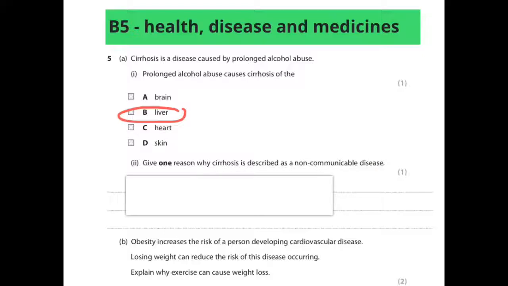So communicable diseases are ones which are passed on from one host to the next. Infectious diseases are diseases caused by pathogens: microbes, fungi, bacteria, viruses, protozoans. Non-communicable diseases are ones caused by lifestyle choices such as drinking, smoking, lack of exercise. So why is cirrhosis described as a non-communicable disease? And it's only for 1 mark.